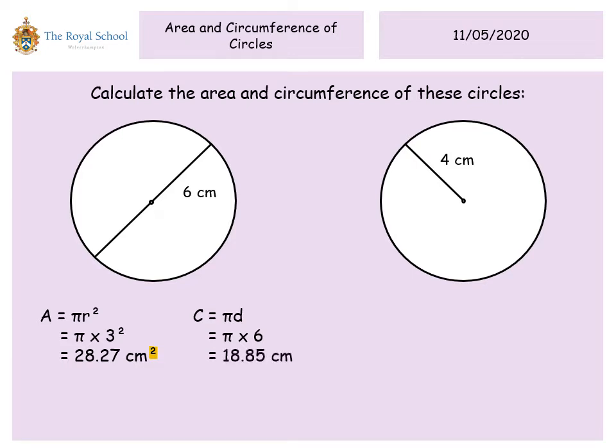And that's going to give us 18.85 and just centimeters, because circumference is like a perimeter, it's just a length around the outside, so just centimeters.